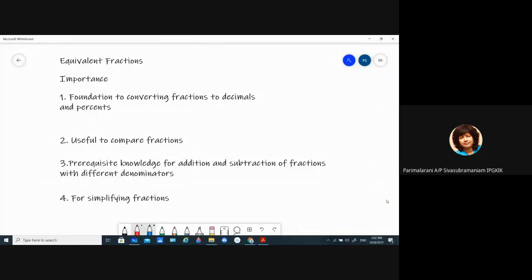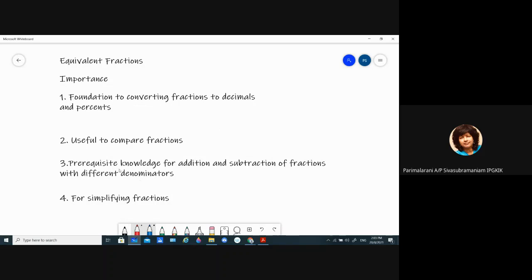Start with equivalent fractions. Okay, pecahan setara. Why are equivalent fractions one of the most important concepts in teaching fractions? This is the foundation to converting fractions to decimals and percents. If students don't know how to convert fractions to equivalent fractions, then it is difficult for them to convert to decimals and percents. They must first be able to convert to equivalent fractions.